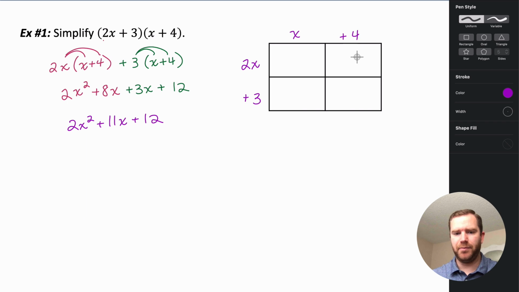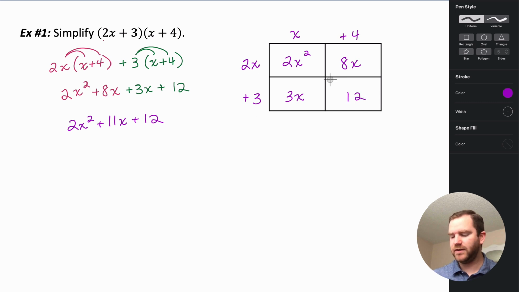This is kind of like a Punnett square that you would see in science. Each square is going to be comprised of the product of the particular parts. So this first box is going to be 2x times x, so that's 2x squared. The second box is going to be the product of 2x and 4, so 2x times 4, that's going to be 8x. Then this box here is going to be the product of 3 and x, so that's 3x. And then this box is going to be the product of 3 and 4. Since they're both positive, it will be 12.